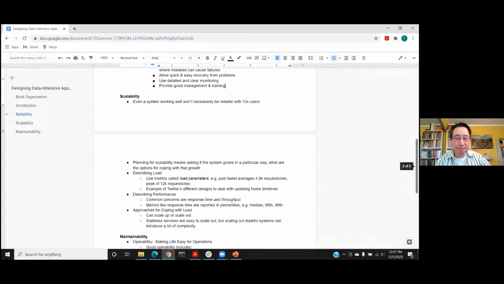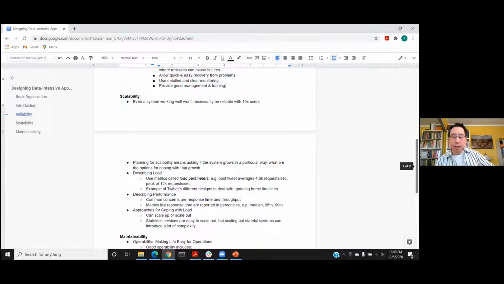Okay, so let's talk a little bit about scalability. Any system, even if it's working well, if you have 10 times as many users, 10 times as many requests, whatever, things are not necessarily going to continue to work the same, right? And so I thought the author had an interesting definition. Nothing is infinitely scalable. But he says, planning for scalability means that if the system grows in a particular way, what are the options for coping with that?